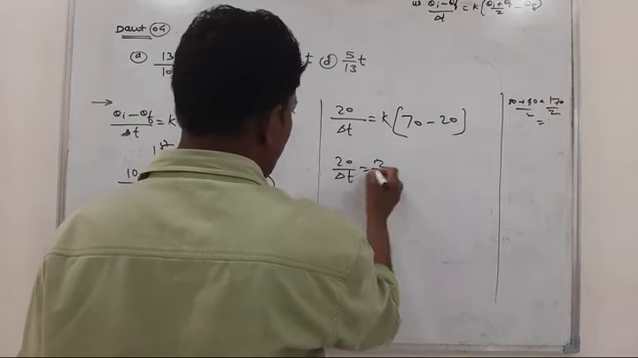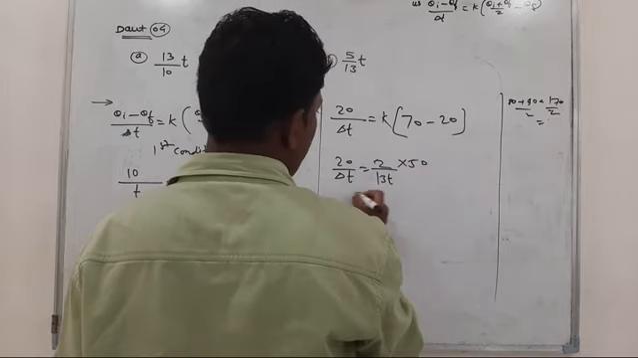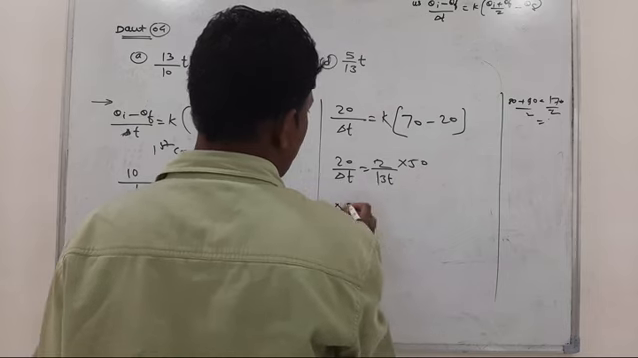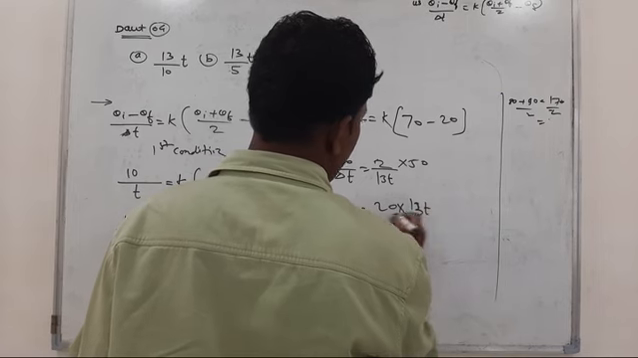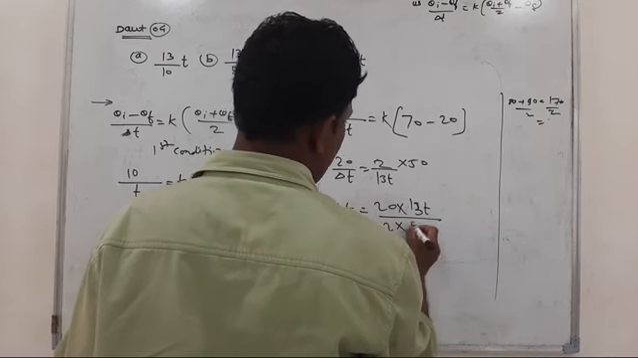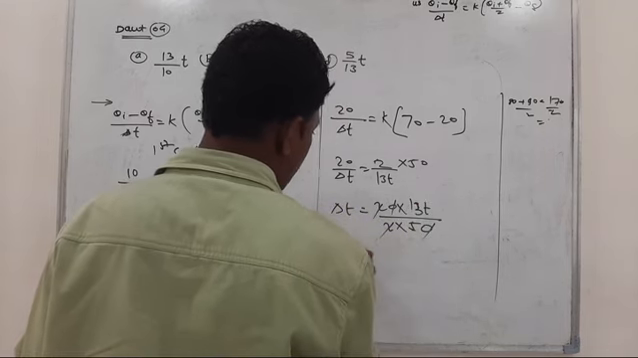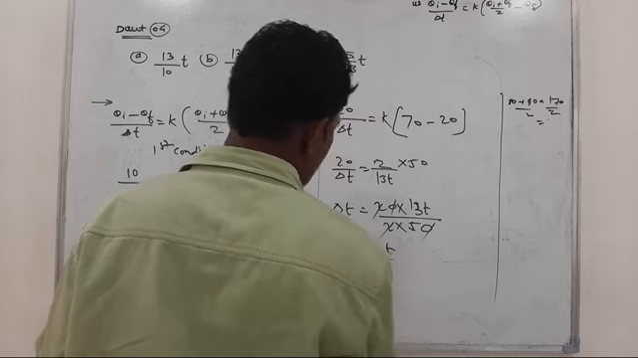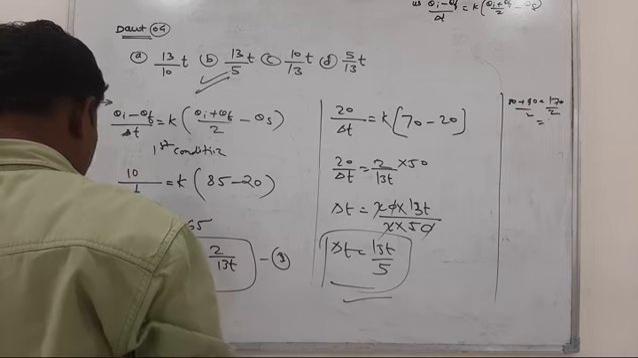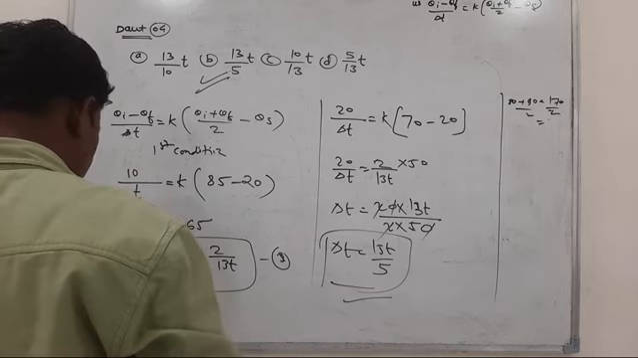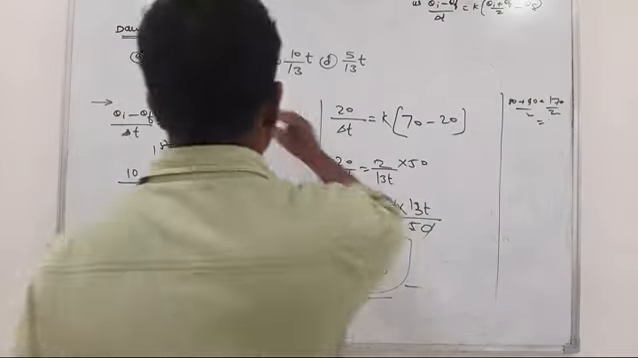That is 50, and 20 divided by delta t equals k, whose value is known, that is 2 divided by 13t, right student? Then delta t must be equal to 20 into 13t divided by 2 into 50. The zeros get cancelled, so delta t must be equal to 13t divided by 5, and this option is correct, matching option number B, student.